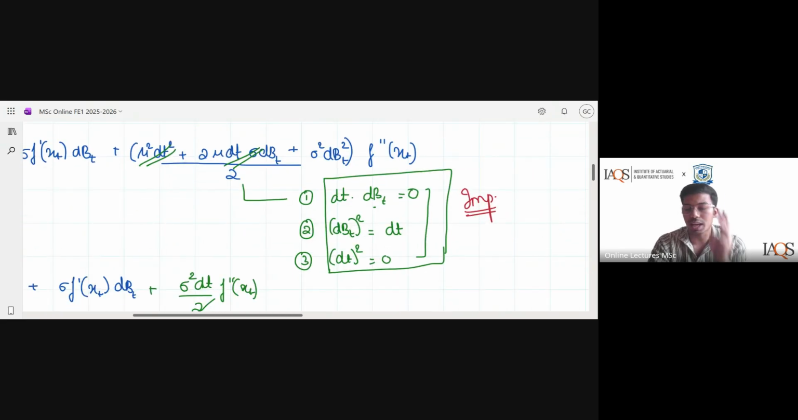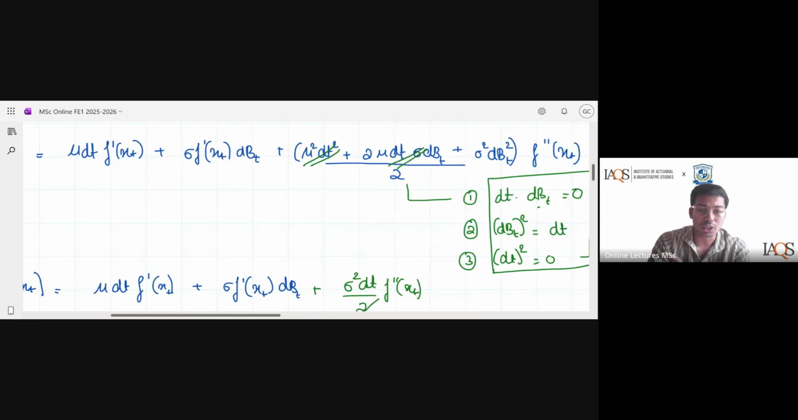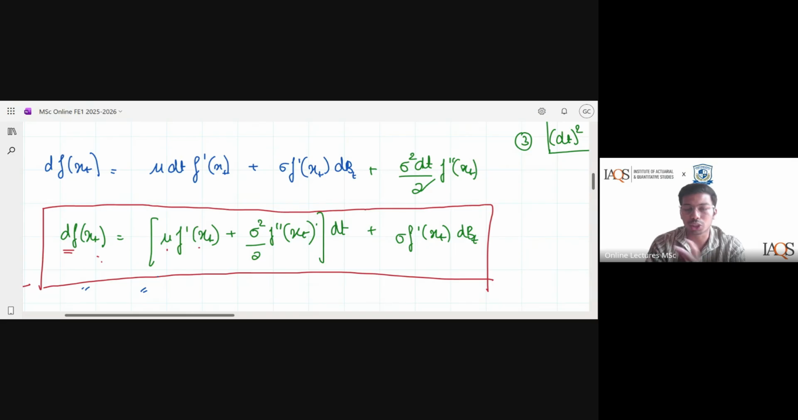In the process, I understand two statements. One is dt into standard Brownian motion dBt is going to be 0, and standard Brownian motion square dBt squared is nothing but dt. And dt tends towards 0, so dt square is going to be equal to 0. These are the three things that you will have to remember. Once you solve for your entire thing, you get what is called your single factor lemma. You don't have to remember this equation. We'll do it today; this is already given in the table.